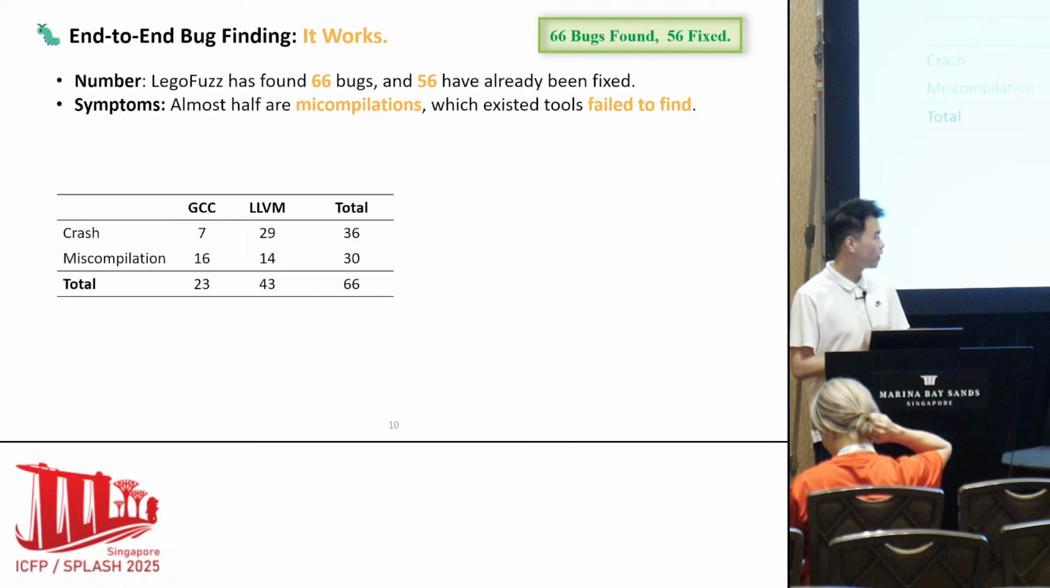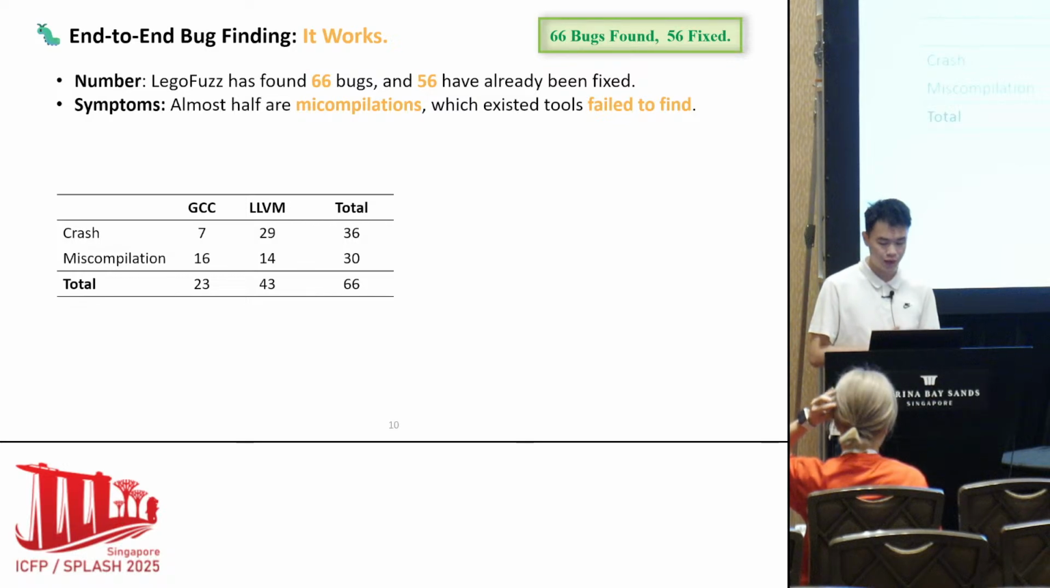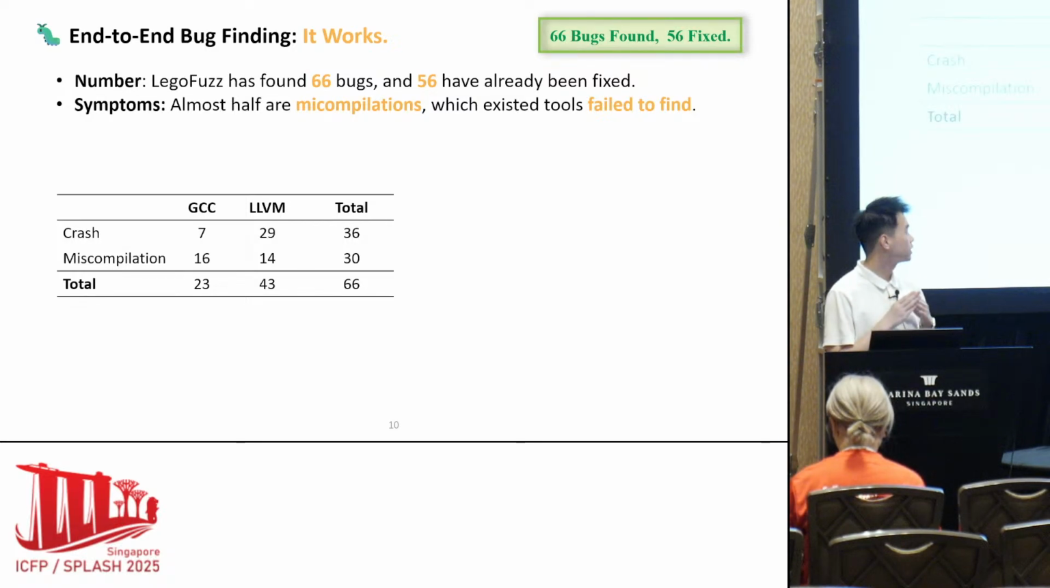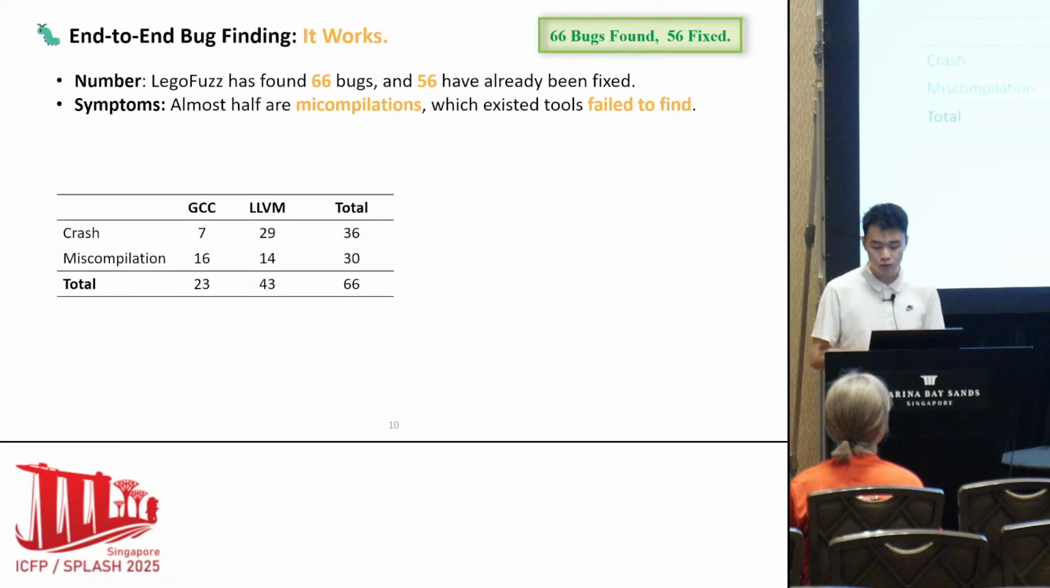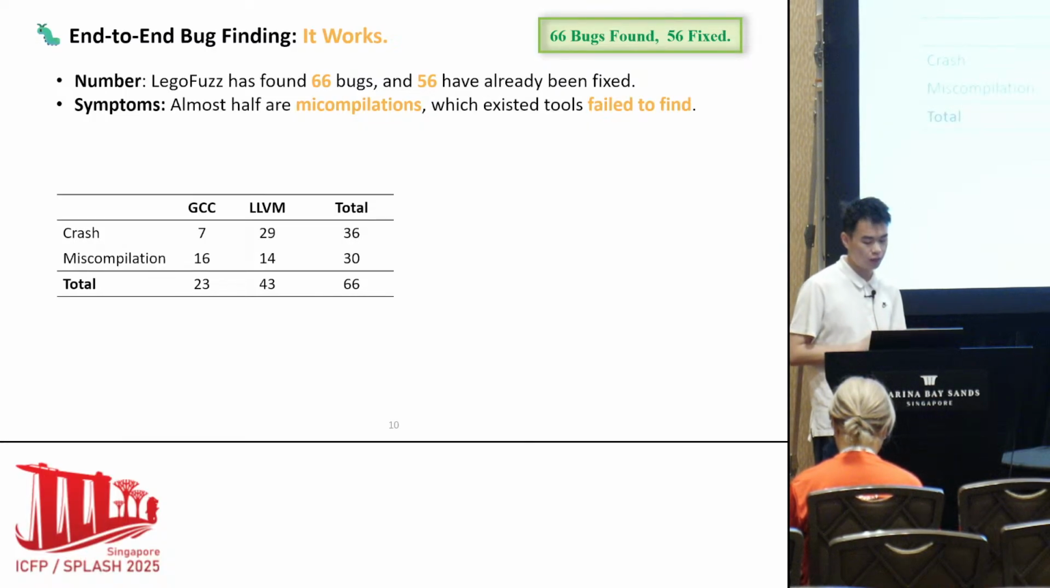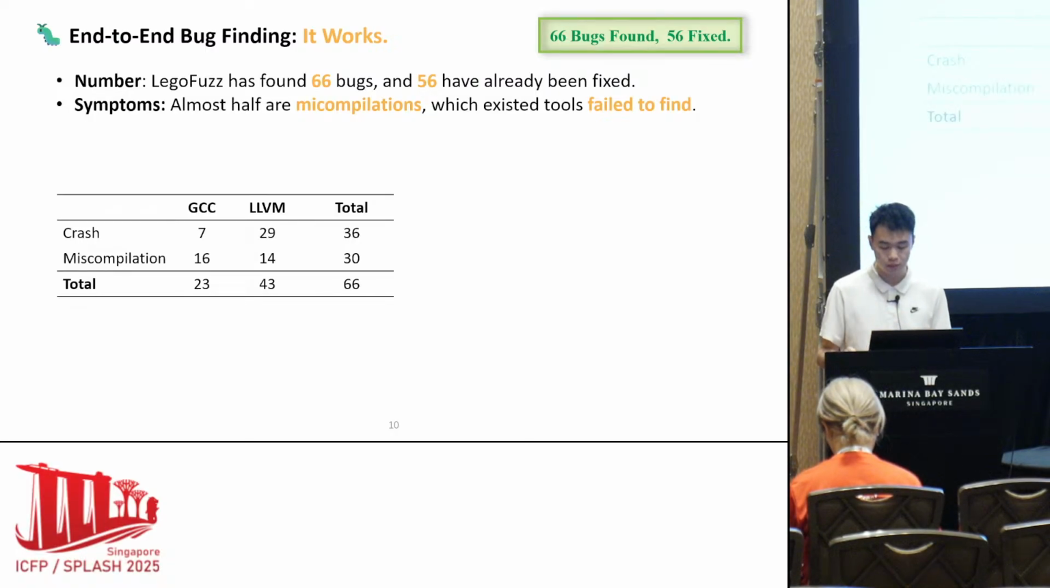Finally, let's see how well LEGO Fast actually works in practice. So far, LEGO Fast has found 66 bugs, and 56 have already been fixed by compiler maintainers. What's notable here is almost half of them are miscompilations, subtle logic errors that many existing tools completely miss.